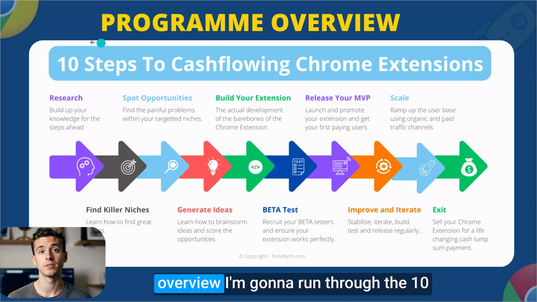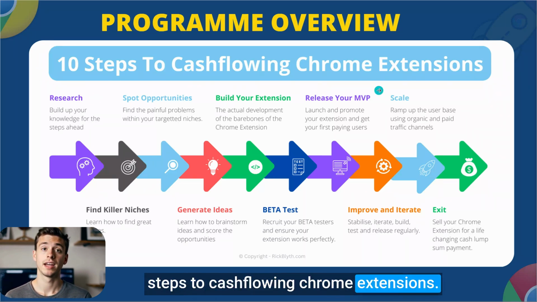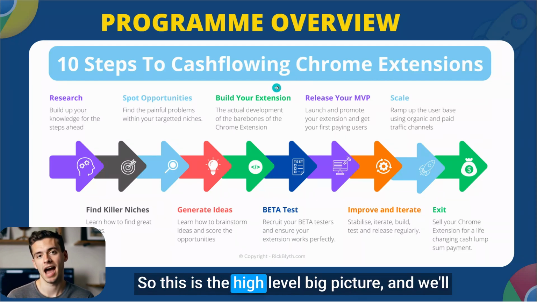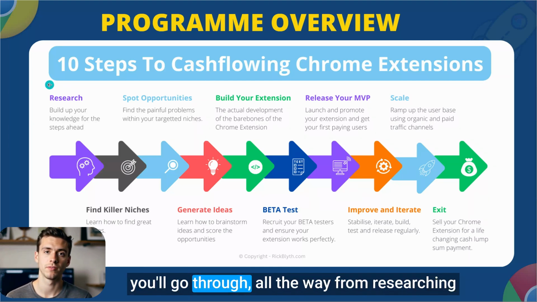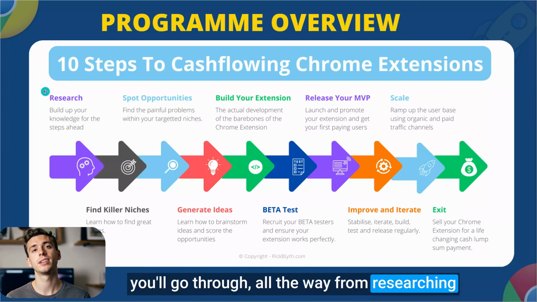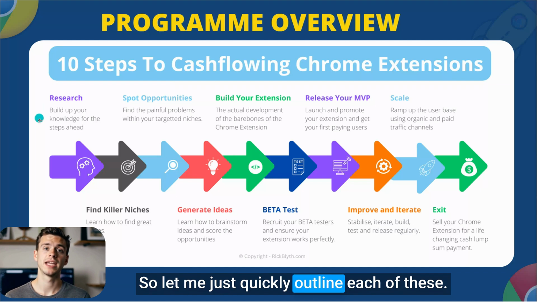So let's talk about work without talking too much. In this high-level program overview, I'm going to run through the 10 steps to cash flow in Chrome extensions. So this is the high-level, big picture that will just talk about the 10 different phases that you'll go through, all the way from researching to exiting a Chrome extension business. So let me just quickly outline each of these.